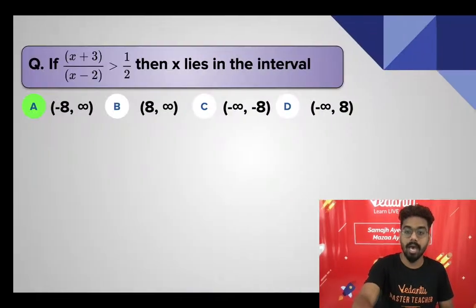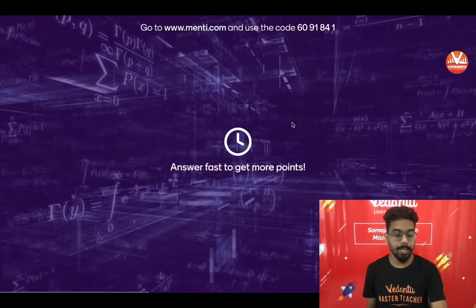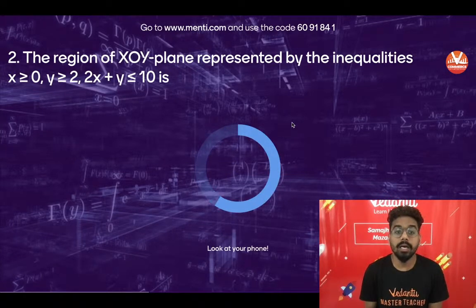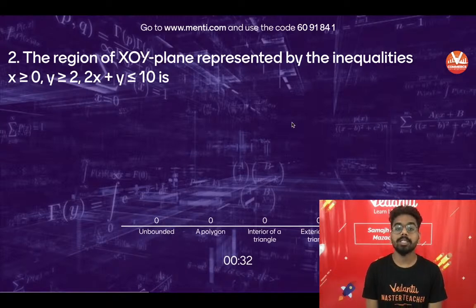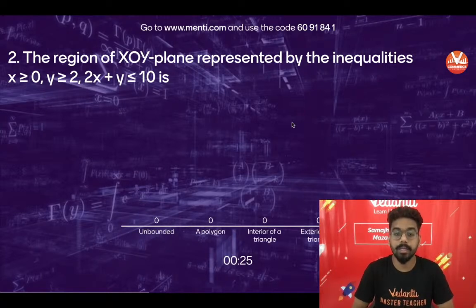Now question number 2, let's have it on the screen. Make sure that you learn each and everything. The region of the xy plane represented by the inequalities x greater than or equal to 0, y greater than or equal to 2, 2x plus y less than or equal to 10 is. We will check and draw the graph. x greater than 0, what does it mean? y greater than 2, what does it mean? 2x plus y less than or equal to 10. You have to tell what this region represents which satisfies all three inequalities. Very good question. Last 3, 2, 1.